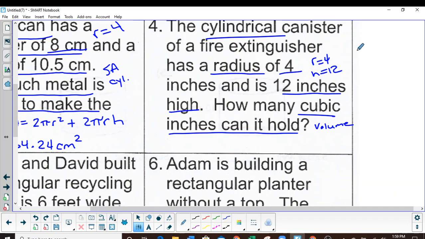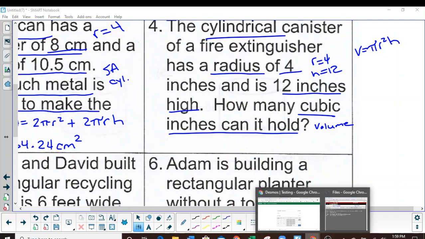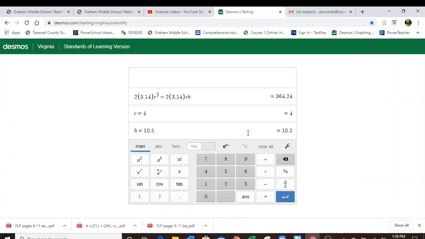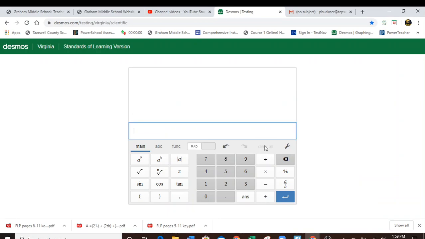What kind of formula is that? Volume equals pi r squared h. That's a pretty easy one. Right there's our r and there's our h. Let's go ahead and pop that over in Desmos. Pi r squared h. Cool. Let's put our pi in.